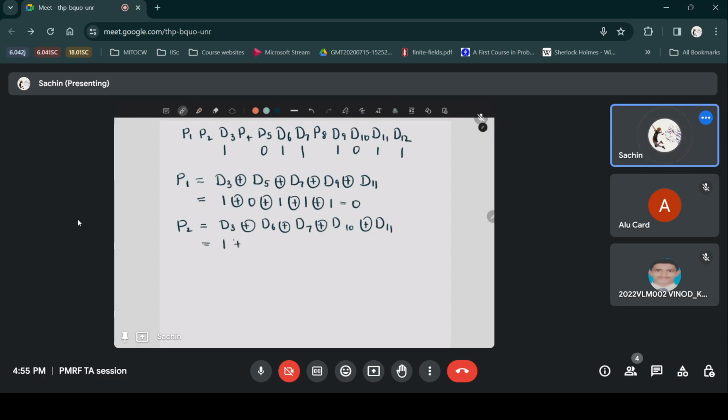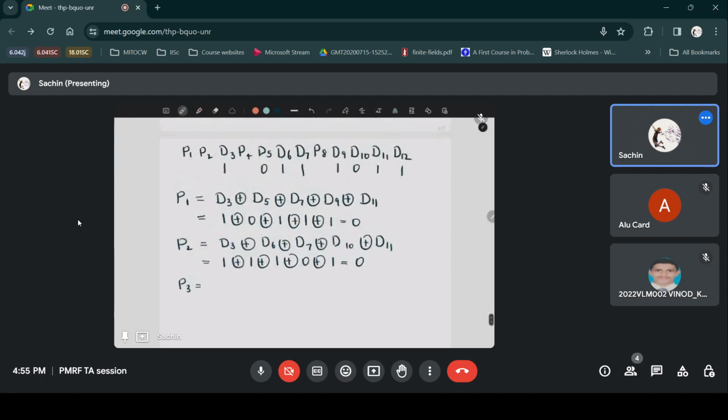Okay, let's find out P2. D3 is 1 XOR D6 is 1 XOR D7 is 1 XOR D10 is 0 XOR D11 is 1. There are 4 ones again, so it's an even number of ones, so the XOR of all those will be 0.